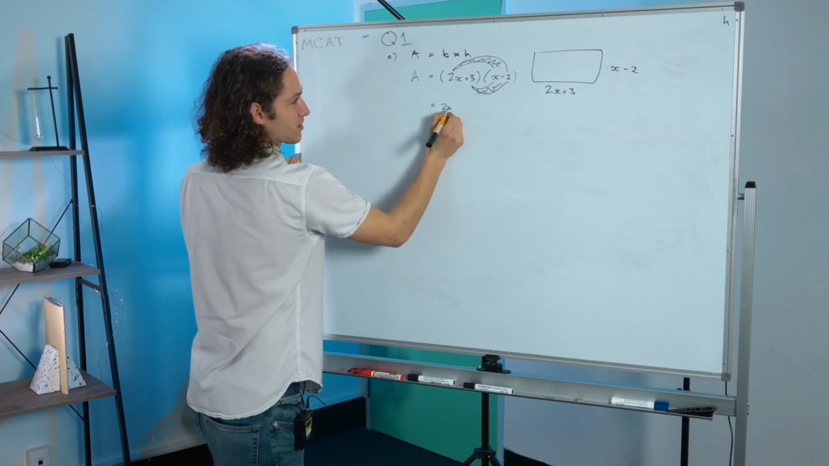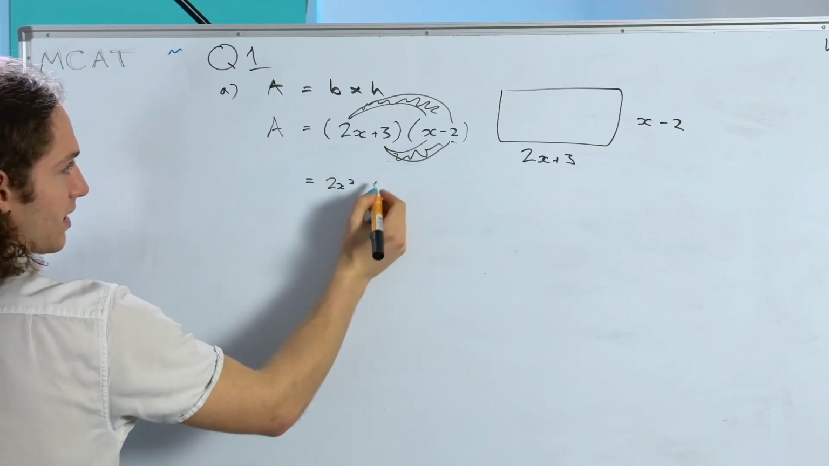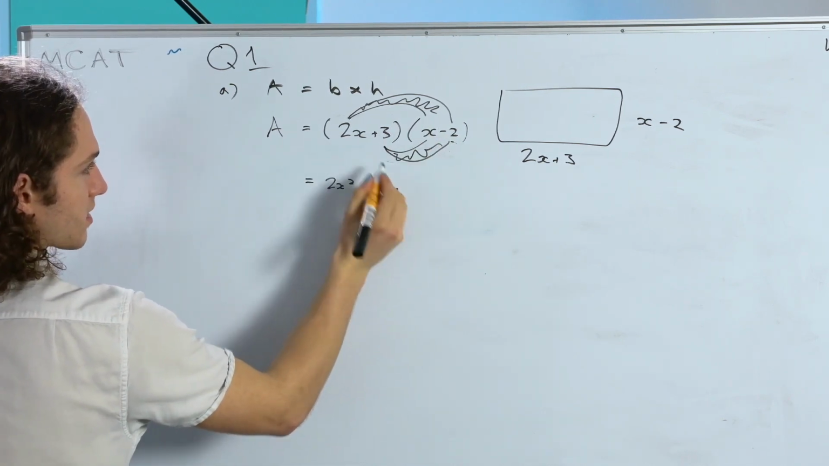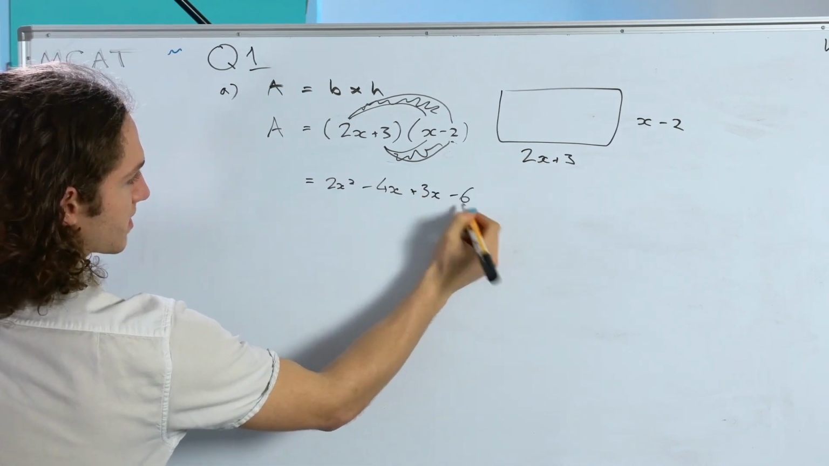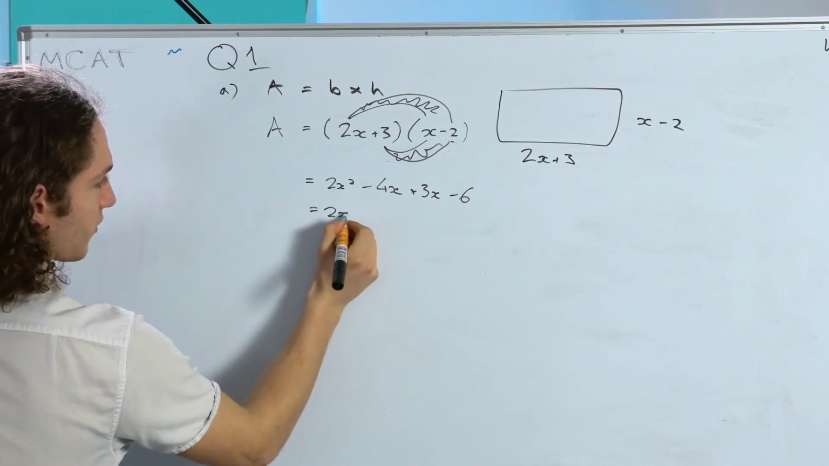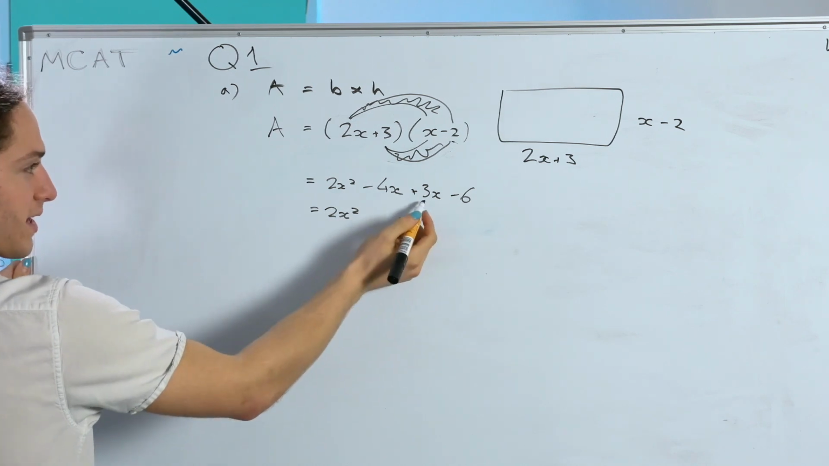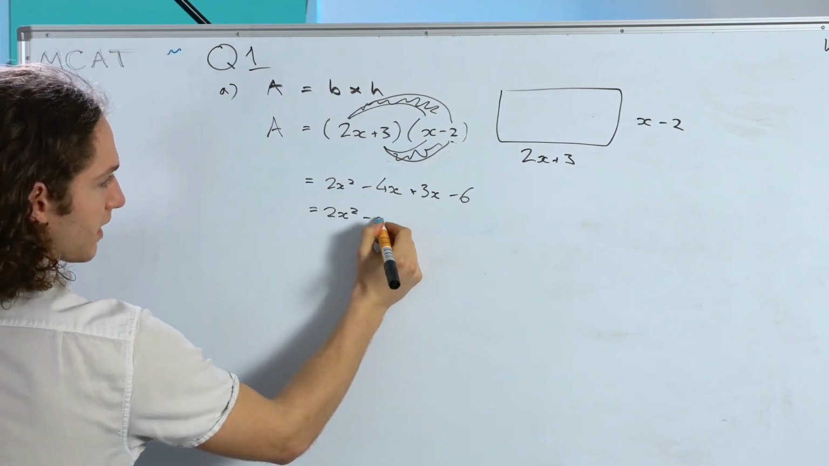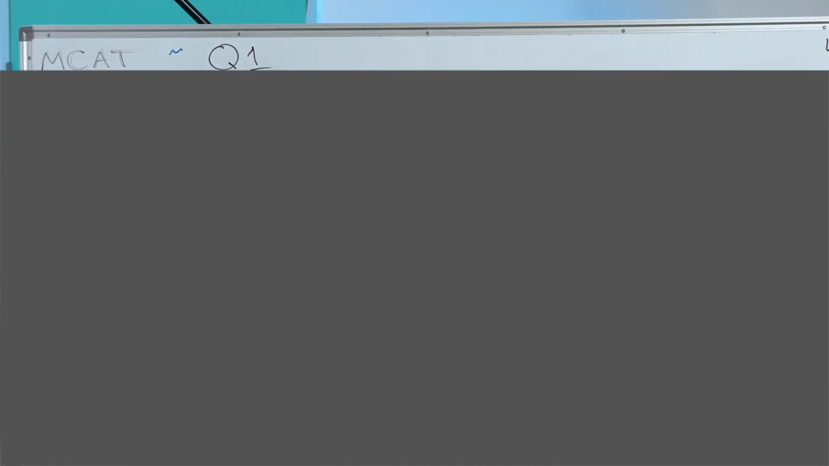2x times x, 2x squared. I'm not going to skip any steps here just to make it really clear. 2x times minus 2 is minus 4x, plus 3x, minus 6. So yeah, just got to be careful with those negative terms. 2x squared. And then we know that negative 4x and 3x are like terms, so we can add them together. So we get negative x, minus 6. And that is the answer.